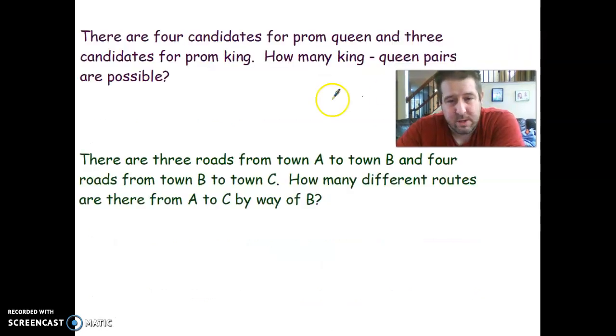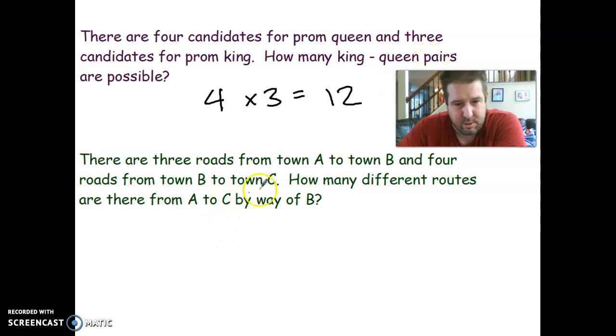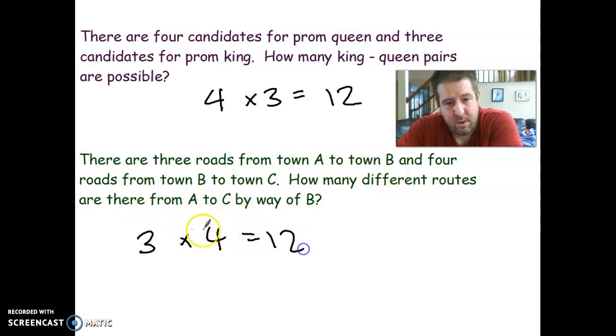Now, for these next two questions, these are fundamental counting principle questions. If you have 4 candidates for prom queen and 3 candidates for king, that means there's a total of 12 different possible outcomes that could occur. From town A to B there are 3 roads, and from B to C there are 4. That means there's 12 different ways to get from A to C if you go to B in between.